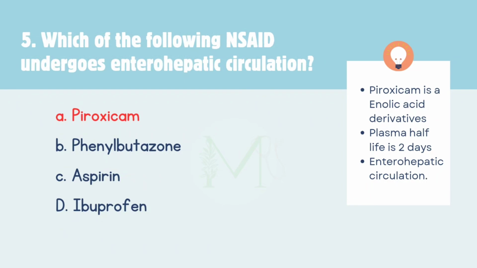Out of these, piroxicam is a long-acting NSAID that undergoes enterohepatic circulation, which contributes to its long duration of action. Phenylbutazone is a long-acting drug, but it does not significantly rely on enterohepatic circulation. Aspirin is rapidly metabolized and eliminated and does not undergo enterohepatic recycling. Ibuprofen has a short half-life and does not undergo this circulation. So remember, NSAIDs like piroxicam undergo enterohepatic circulation. They have prolonged effect and require careful dosing to avoid toxicity.